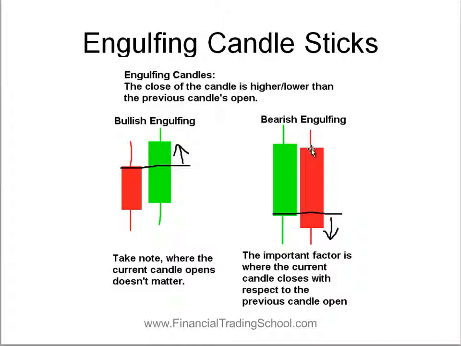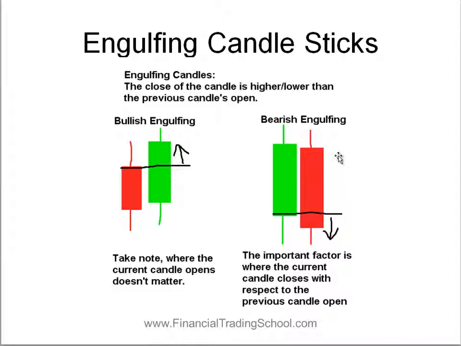Depending on where they occur, bullish is usually found at the bottom, indicating a reversal up, and bearish is found at the top, indicating a reversal down. So bullish, you can see the current close is higher than the previous open, and this indicates it's going up because this one engulfs the previous one. E.g., this candle is bigger than the previous one. Basically, that's what engulfing is, right? The bigger one eats the smaller one.